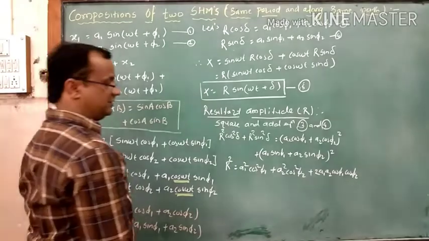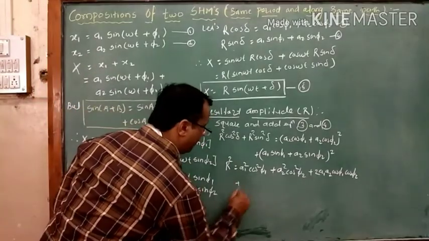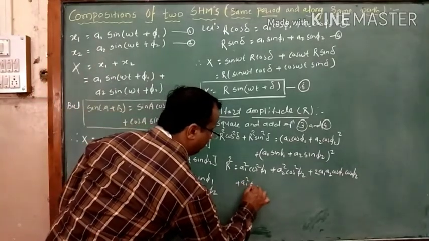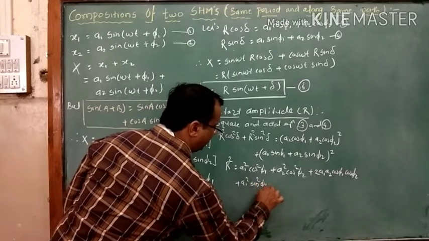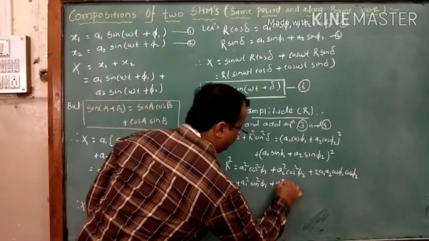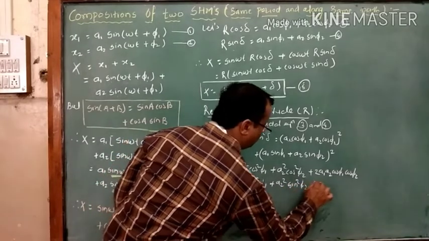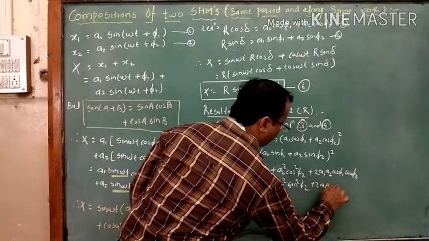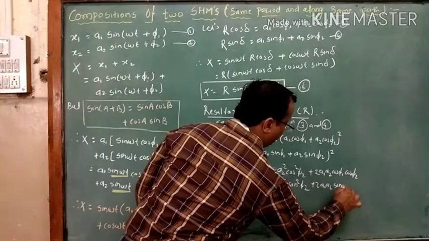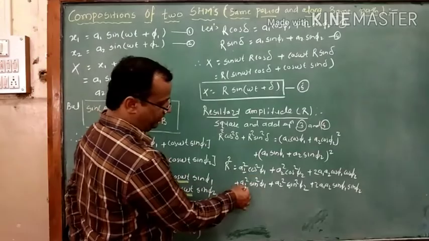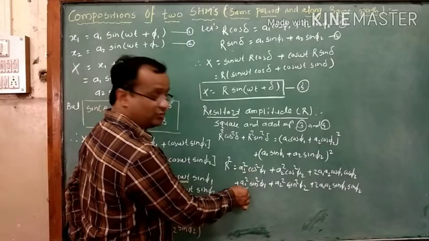Similarly, the second bracket gives plus A1 square sin square phi 1 plus A2 square sin square phi 2 plus 2 A1 A2 sin phi 1. In this equation, here A1 square, here also A1 square.